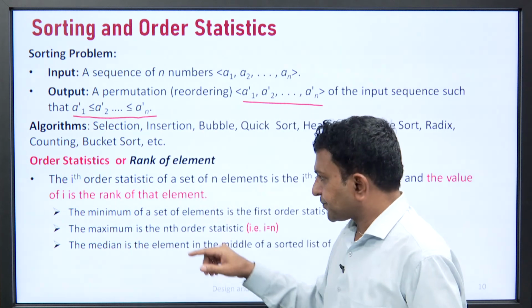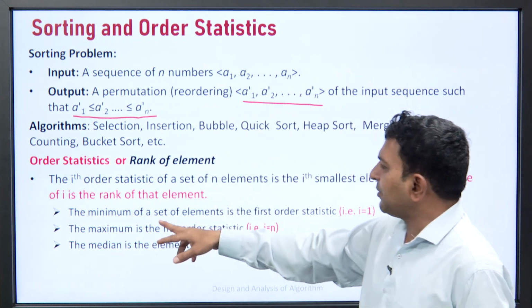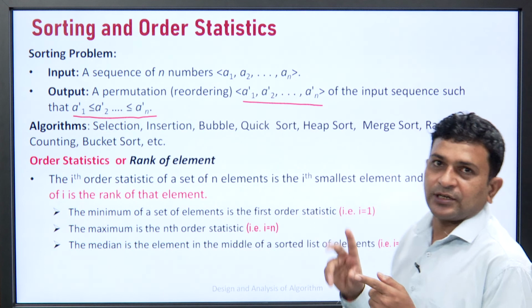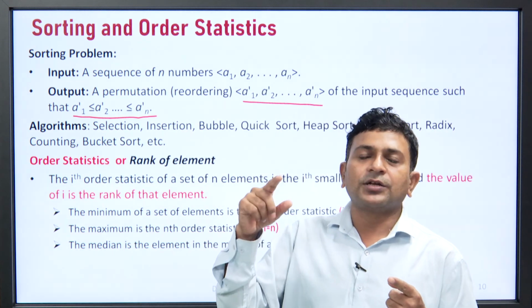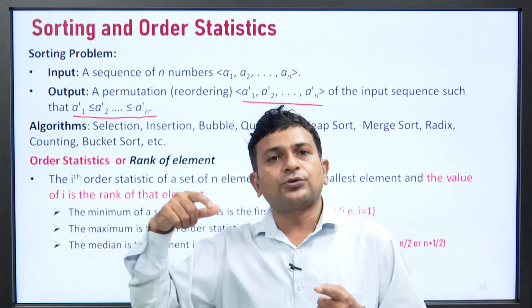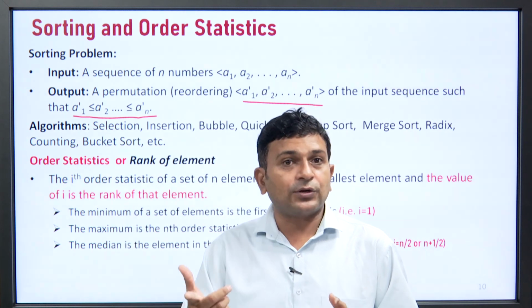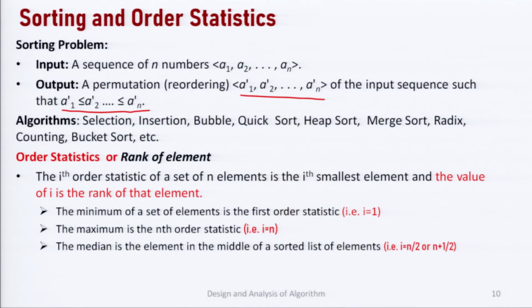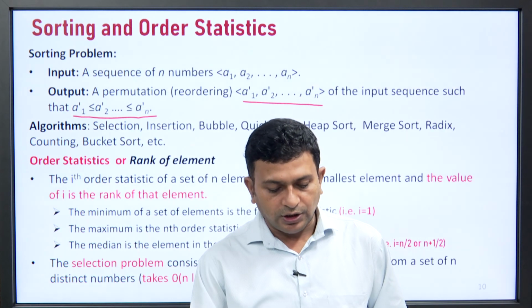Now just see here, the minimum of the set of elements is the first order. Obviously, if i is equal to 1, it is the first order statistic, that is the minimum value. If i is equal to n, that is the largest value, the nth order statistic. Similarly, the median can be obtained by taking the n by 2th term or the (n plus 1) by 2th term, depending on whether n is even or odd.